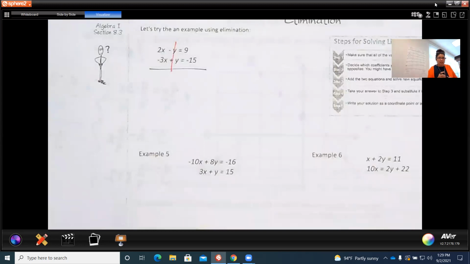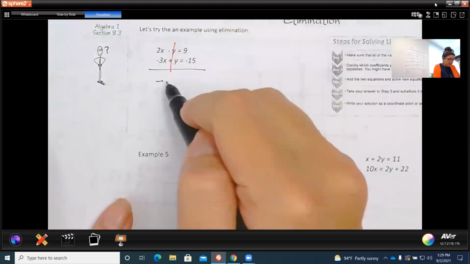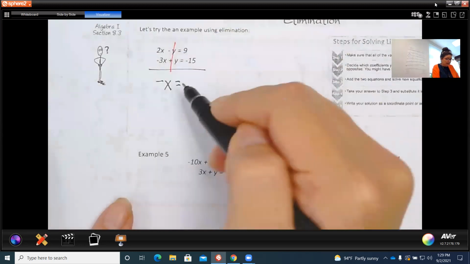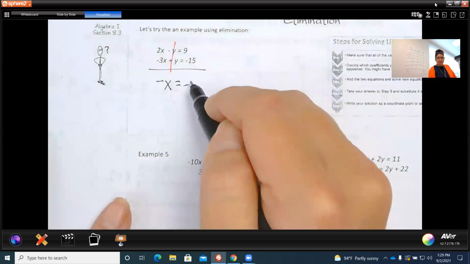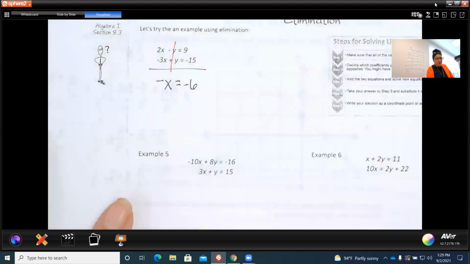So what's 2x minus 3x? Negative x. Bring down your equal sign. What's 9 minus 15? Negative 6. I know what negative x equals, but what is x equals?